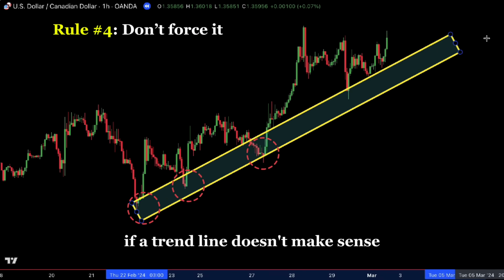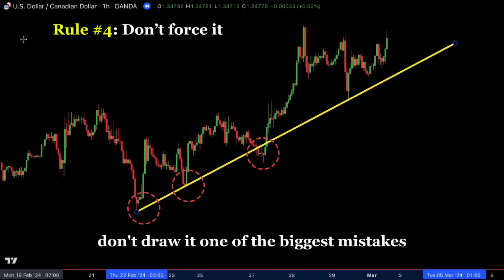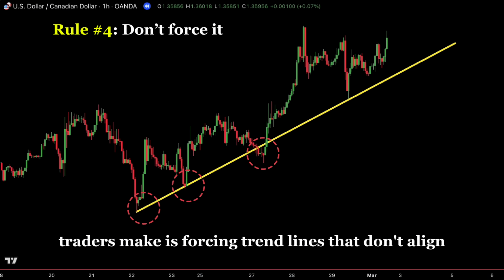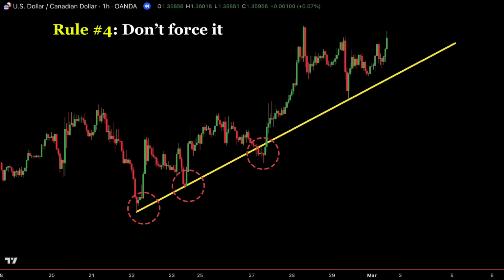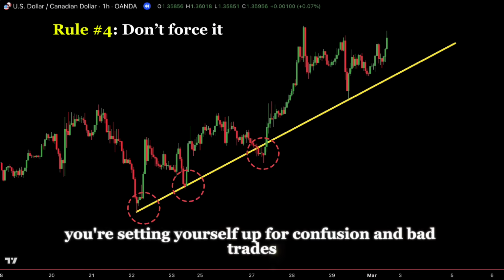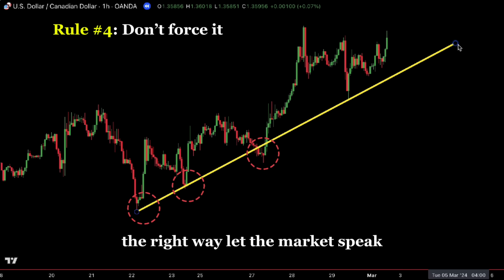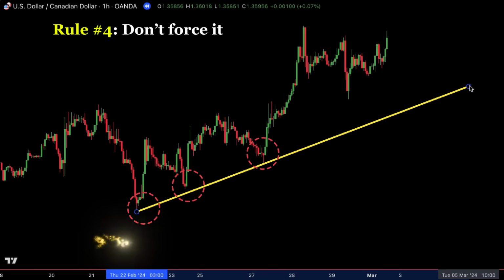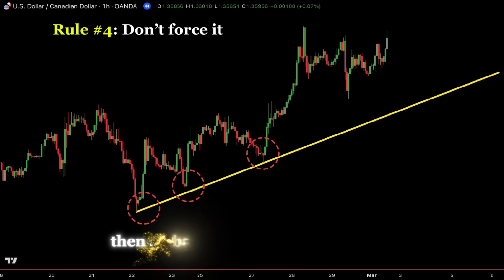If a trend line doesn't make sense, don't draw it. One of the biggest mistakes traders make is forcing trend lines that don't align with the price structure. If you ignore clear swing points just to make a trend line fit, you're setting yourself up for confusion and bad trades. The right way? Let the market speak. Draw the trend line based on what price is actually doing, then sit back and watch how it reacts.